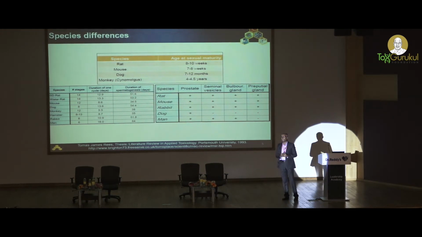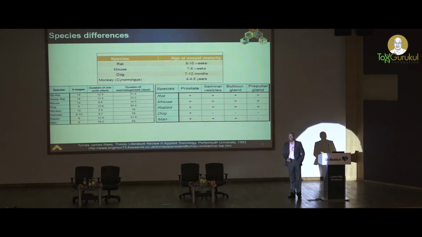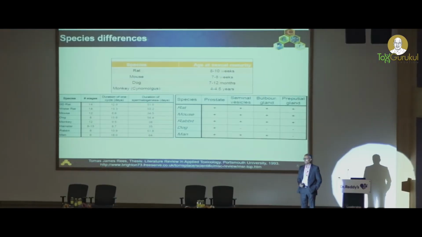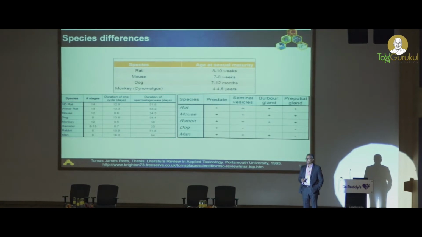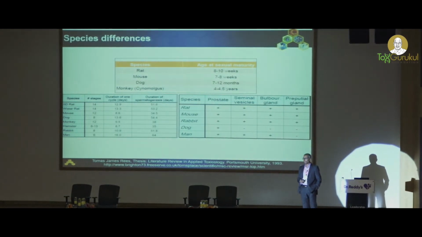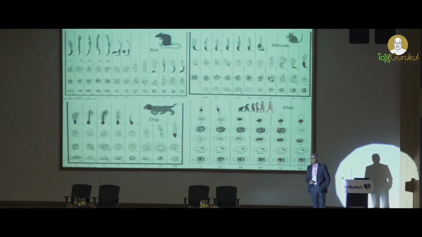If you look at the accessory sex gland presence in the rat, mouse and rabbit, all of the accessory sex glands are present, whereas in dog it is just the prostate that is present. In man and in monkeys, the prostate, seminal vesicle and bulbourethral glands are present. So, a lot of species differences.